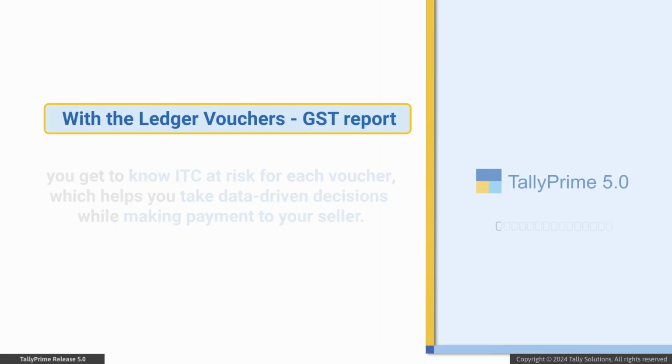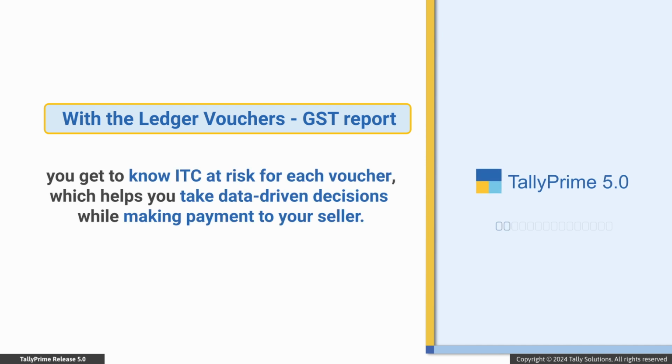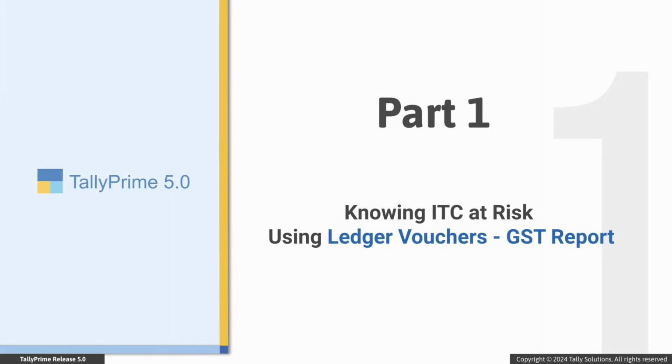The Ledger Vouchers report in TallyPrime Release 5.0 comes up with a facility to view the GST status of vouchers along with the difference in the amount. If you don't maintain ledgers billwise, then this helps you to know the ITC at risk for each voucher. Therefore, you can take data-driven business decisions when you make payment to your seller. Let's see how to know ITC at risk using the Ledger Vouchers GST report.